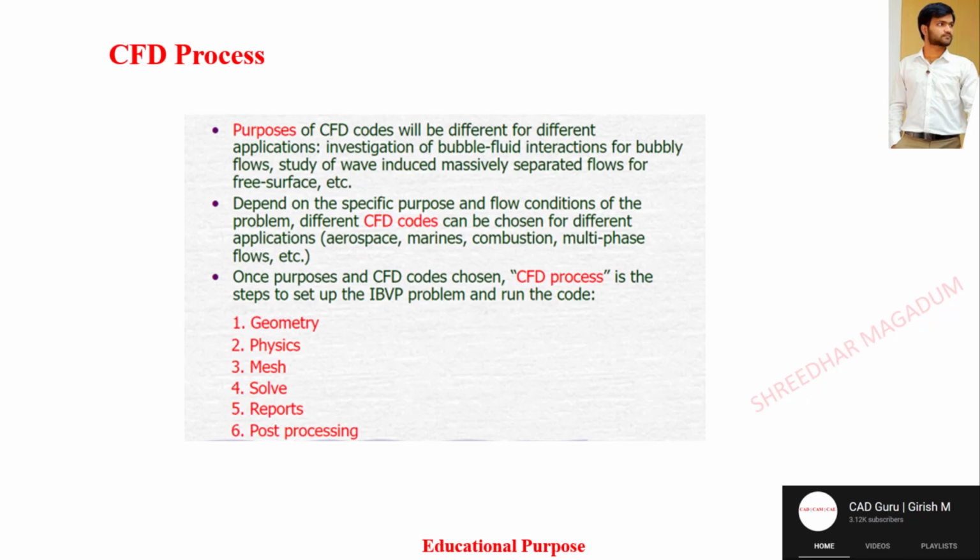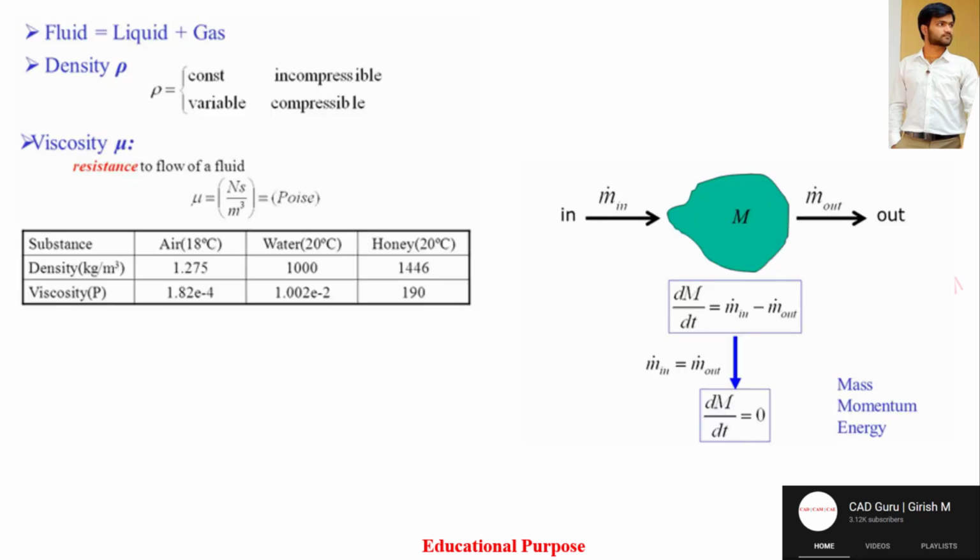The CFD process, what exactly will happen, we have already seen in the flowchart. There we use the geometry, then physics, then mesh it, solve it, report generation and the post-processing stages. The purpose we have seen already, and CFD codes as well. Depending upon the flow conditions and the problem, we will go with the requirement.